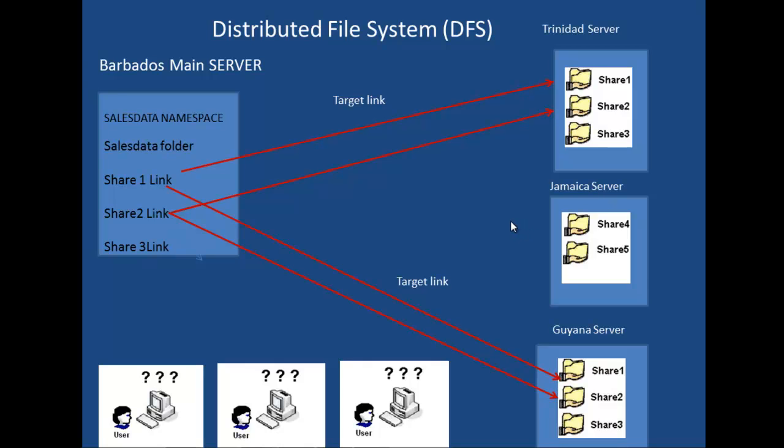We have a very large company network with several servers and several clients. On those servers, we have share folders that these clients need to access. We're looking here at a company that has branches in different islands in the Caribbean: Trinidad, Jamaica, Guyana, and several more islands. And their employees are scattered throughout the Caribbean islands.